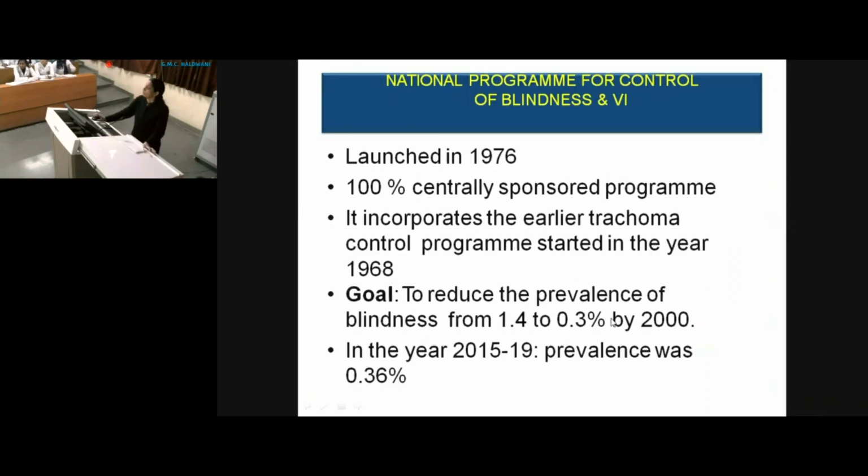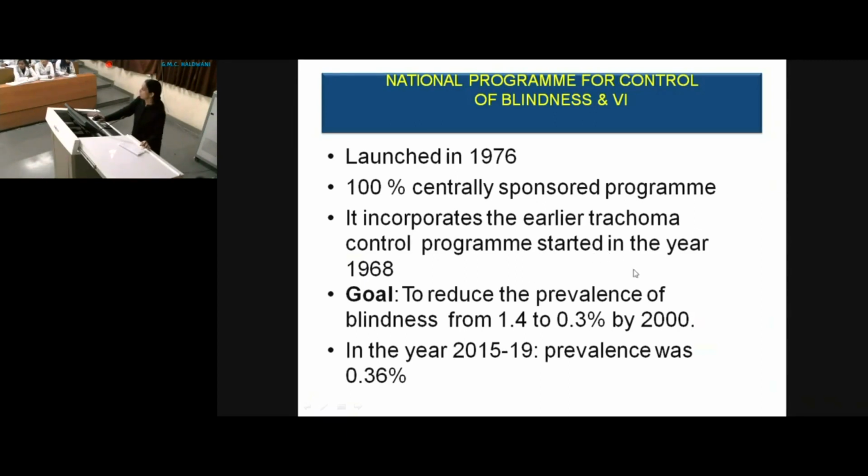Now, what is the program related with this? Blindness. National Program for Control of Blindness and Visual Impairment. And this program was launched as NPCB in 1976. Centrally, 100% centrally sponsored program. इसमें स्टेट का कोई भी funding नहीं है. All funding is from central government. It incorporates the earlier trachoma control program.